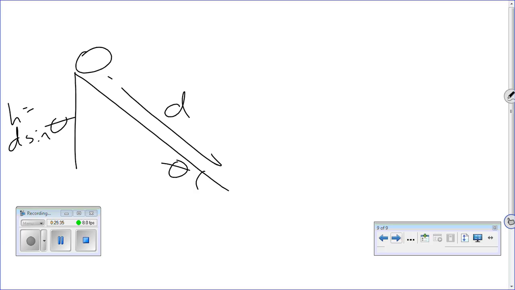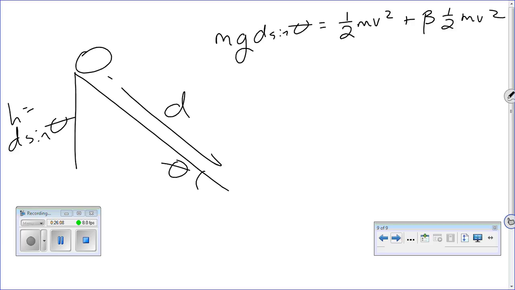At the top of the ramp, all of my energy is gravitational potential energy. So at the top, I'm going to have m times g times this height, d sine theta. That's going to equal, as the ball rolls down, you lose the gravitational potential energy and convert it to kinetic. So at the bottom, you're going to have kinetic energy and rotational kinetic energy. So your masses cancel out.